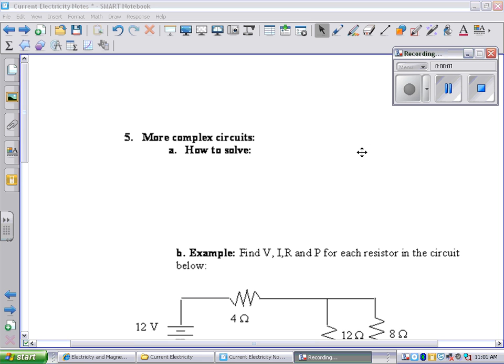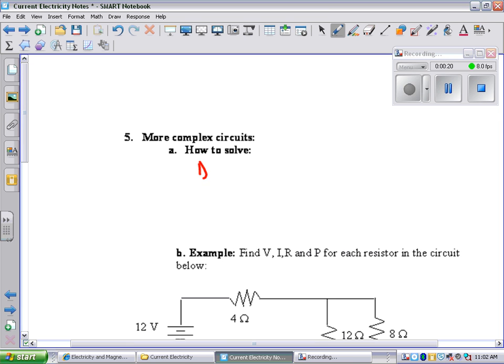Our next part of our unit is going to be on more complex circuits. They're going to be a combination of series and parallel, all in one circuit. When we're solving these, the steps we're going to take are pretty much the same. We're generally going to try to find the R total.